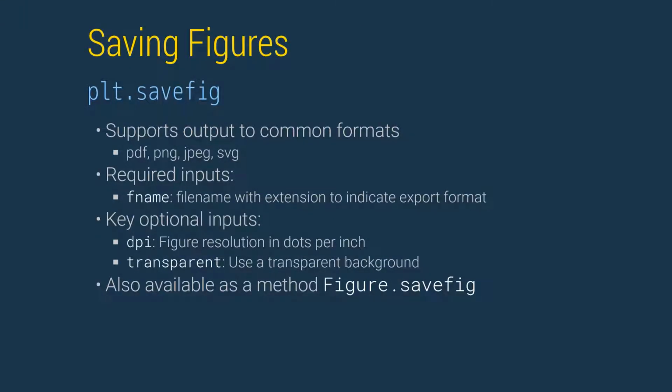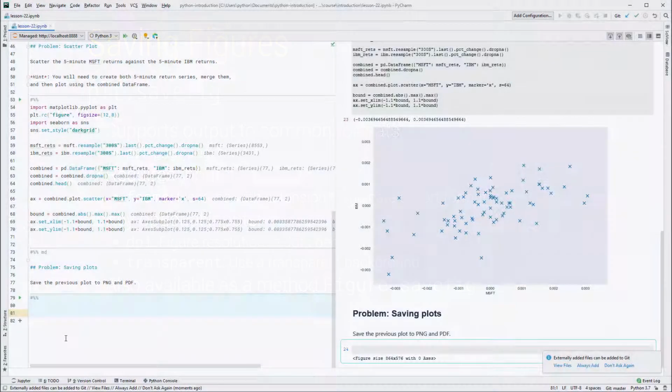savefig exports figures to one of many common formats, including PDF, PNG, JPEG, and SVG. Only the file name is required. The file type is automatically determined by the extension of the file name given to savefig. The set of optional inputs depends on the output format. PNG, for example, supports dpi, which improves the smoothness of an exported image, and transparent, which removes any default background color. savefig is most commonly used as a method attached to a figure.